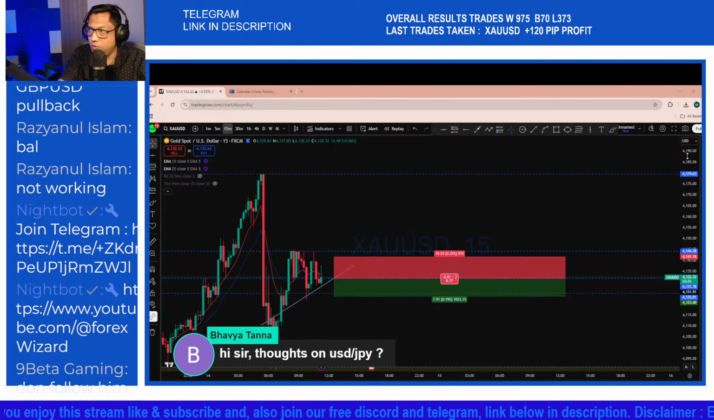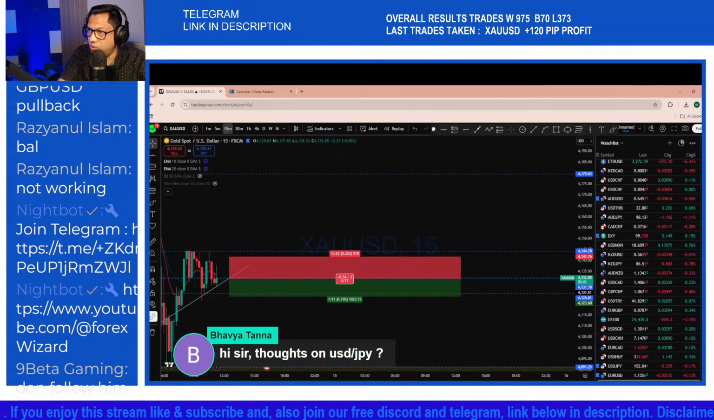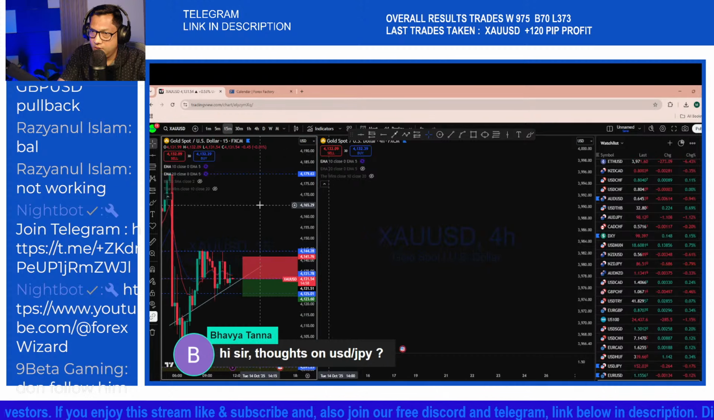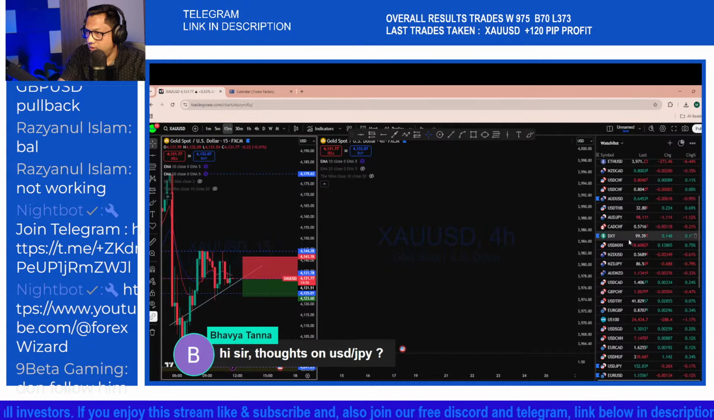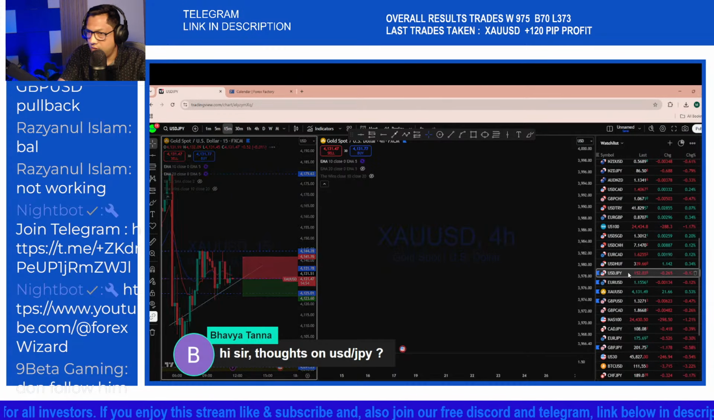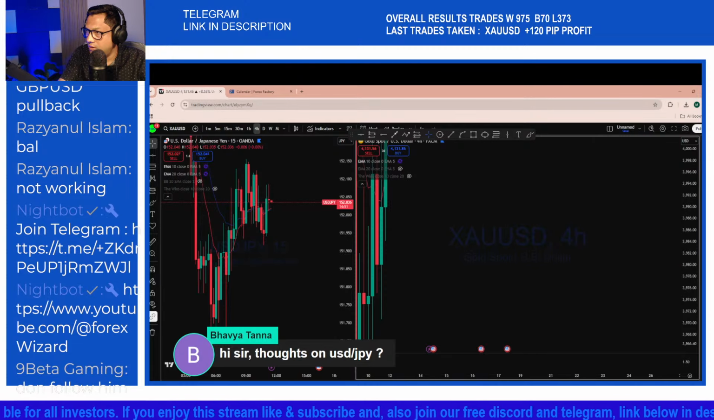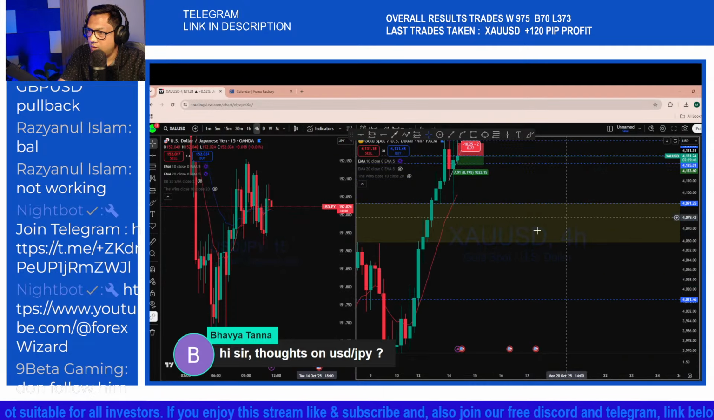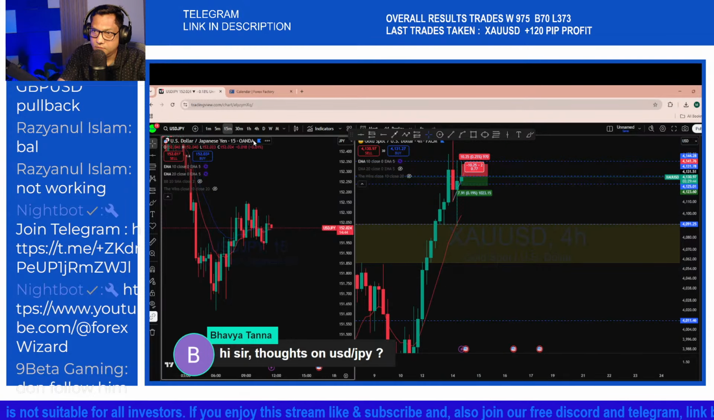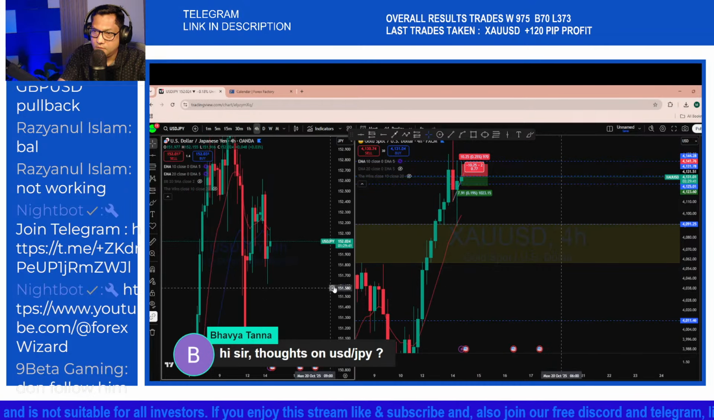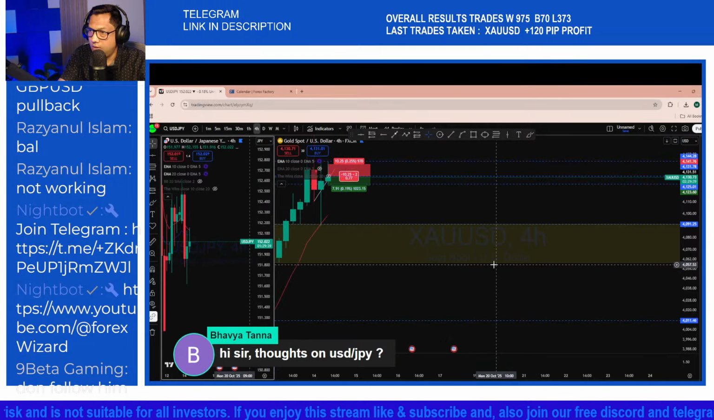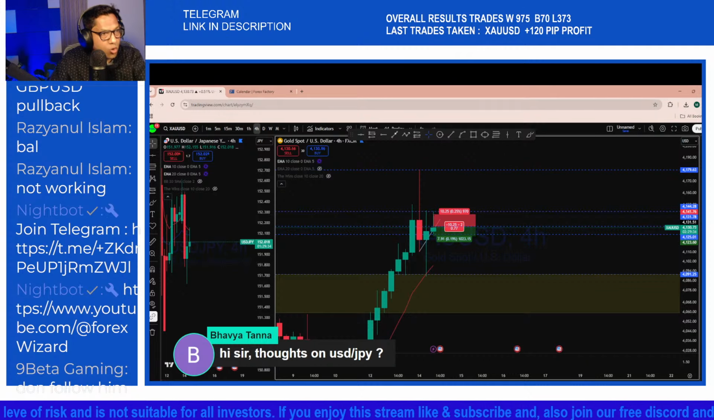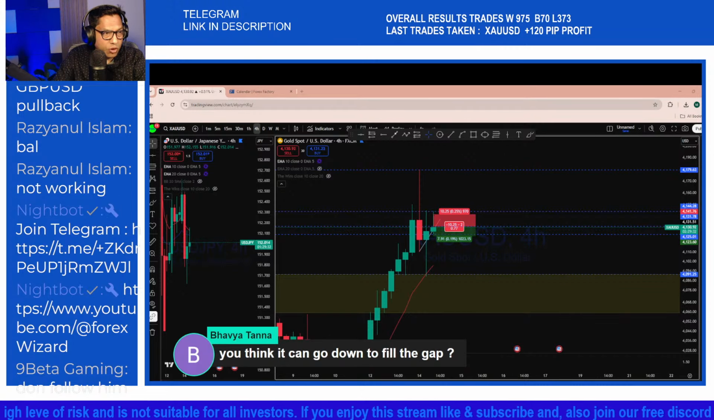So on dollar yen, we will be looking at in another window, dollar yen as well. I think it can go down to fill the gap. GBPUSD pullback.